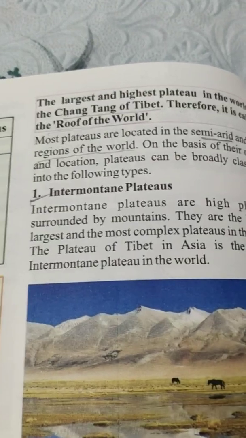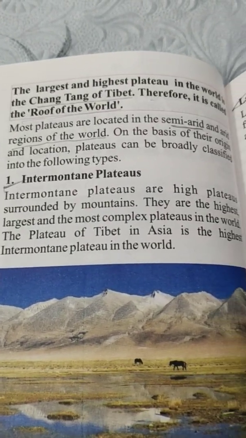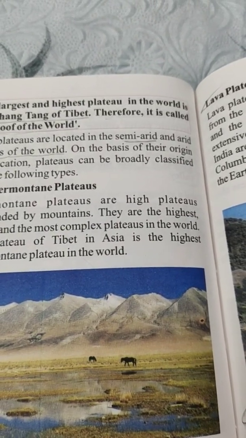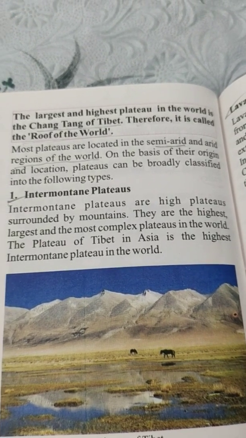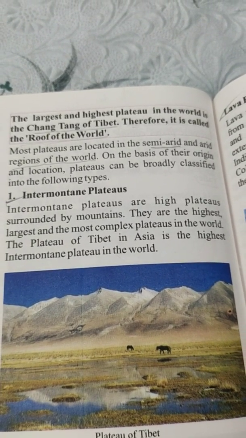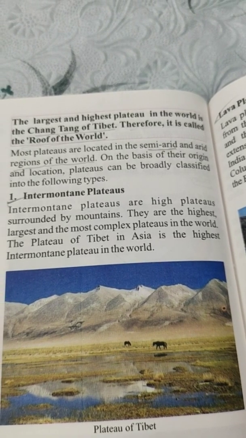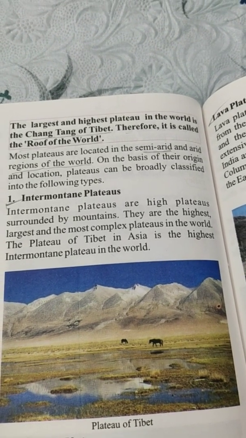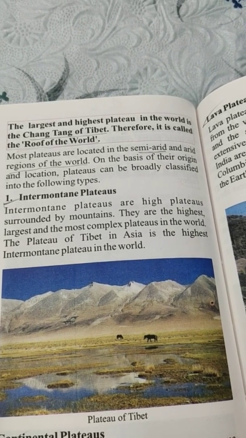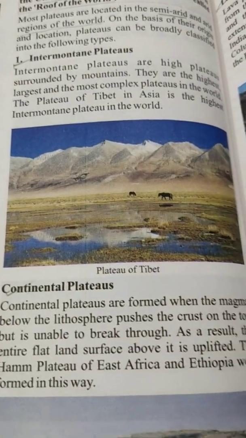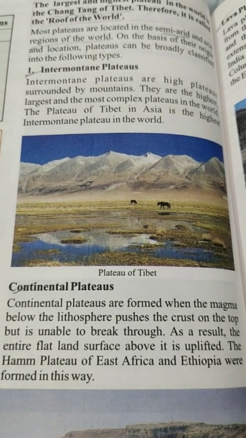We'll see. Intermontane plateaus are the high plateaus surrounded by mountains. They are the highest, largest and the most complex plateaus in the world. The plateau of Tibet in Asia is the highest intermontane plateau in the world. See children, plateau of Tibet.